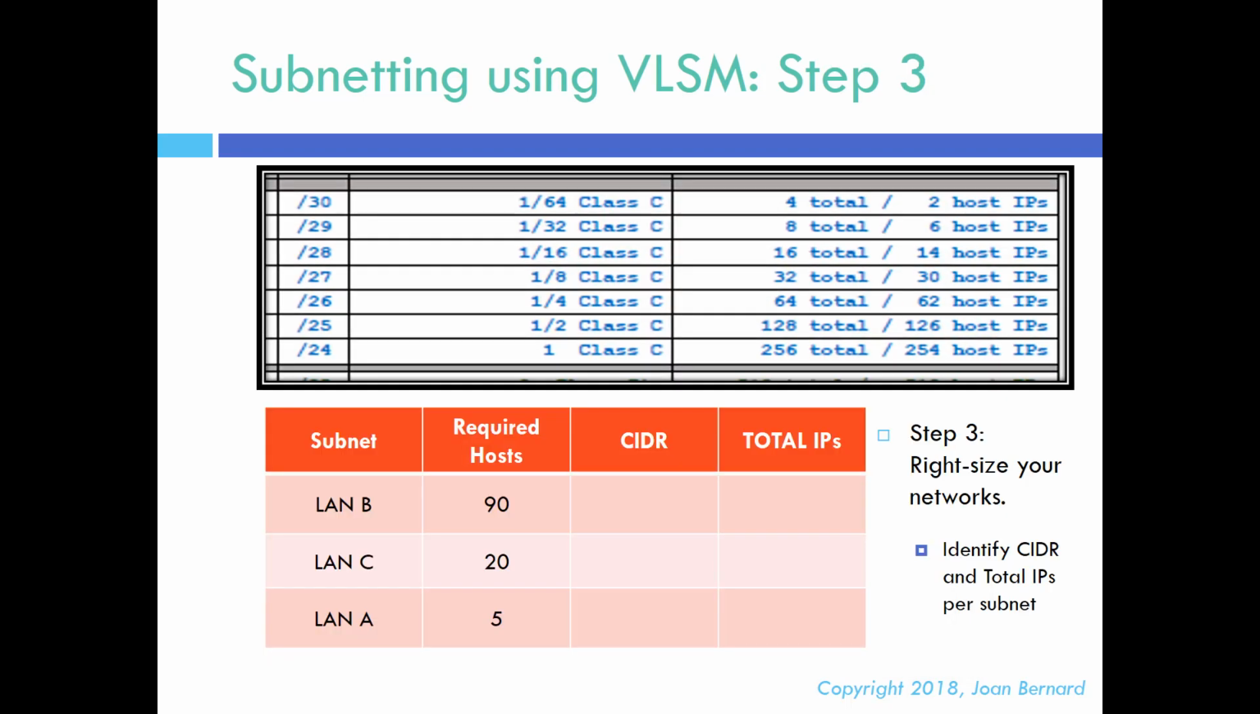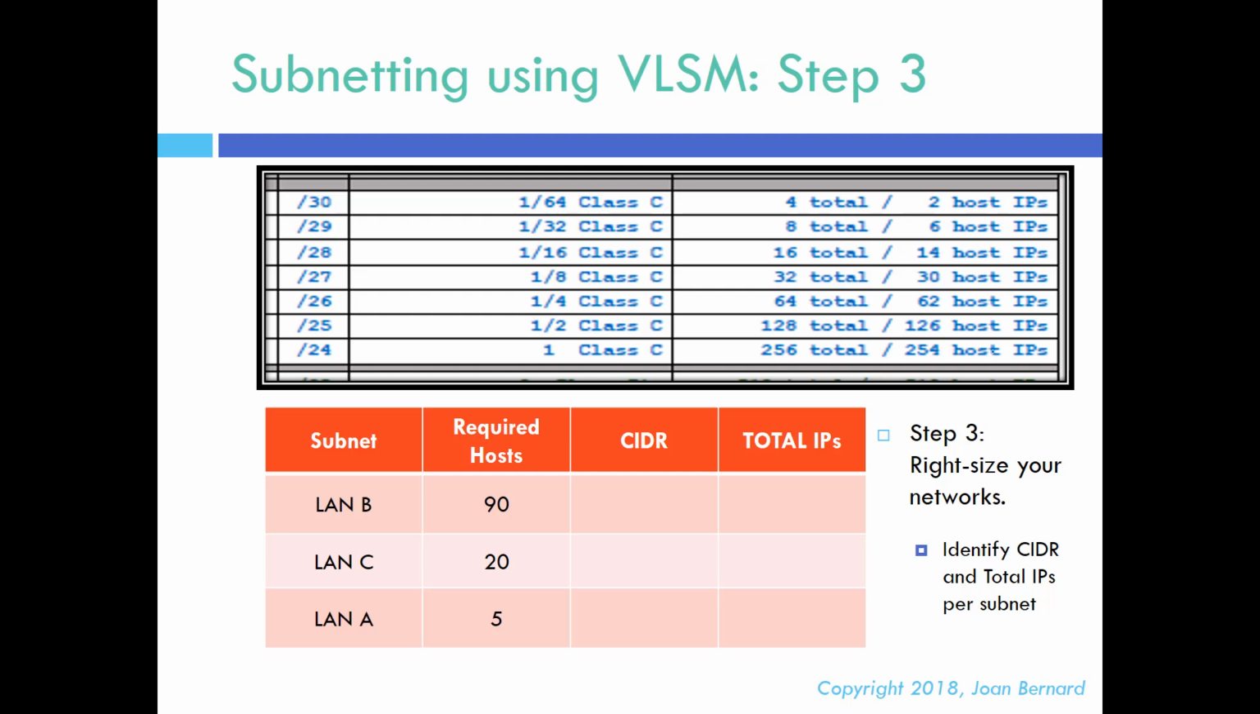All right, step 3, right size your networks. So remember, we've already listed them in largest to smallest order, and we need to now identify the CIDR notation and the total number of IP addresses for that particular network. So let's take a look at LAN B. LAN B requires 90 IP addresses. So we need to find out what type of address would accommodate 90 hosts. We are going to be focused on this part of the table right here, the number of hosts that we need.